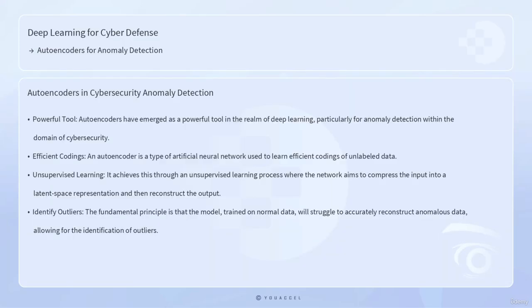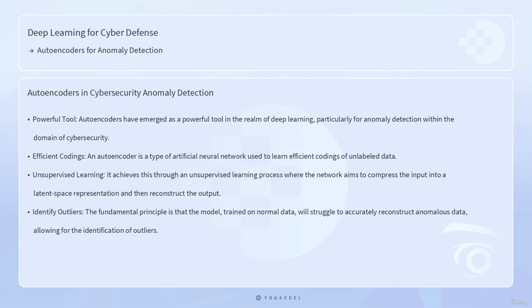Autoencoders have emerged as a powerful tool in the realm of deep learning, particularly for anomaly detection within the domain of cybersecurity. An autoencoder is a type of artificial neural network used to learn efficient codings of unlabeled data. It achieves this through an unsupervised learning process, where the network aims to compress the input into a latent space representation and then reconstruct the output from this representation.